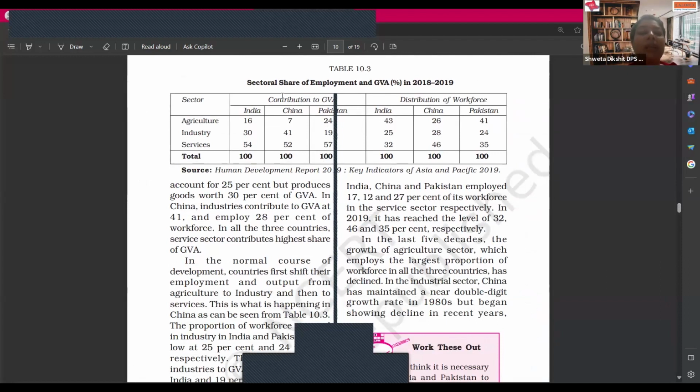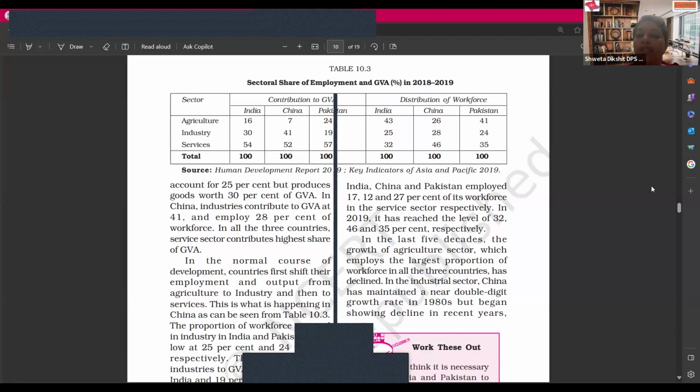Remember that it is an independent question: what is the sectoral share of employment in GVA by all these three economies. So if you see, you will definitely observe that in Pakistan and India both, the agricultural sector shelters the maximum population, whereas China has diverted its population from agriculture to the industrial and service sector.